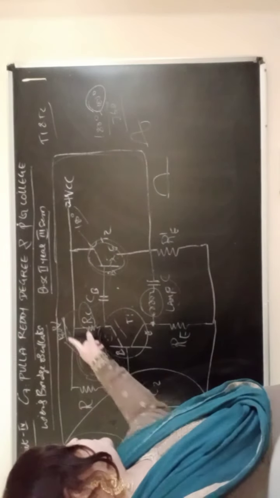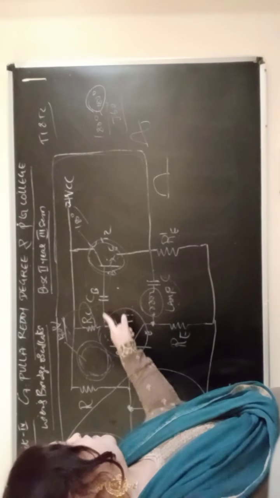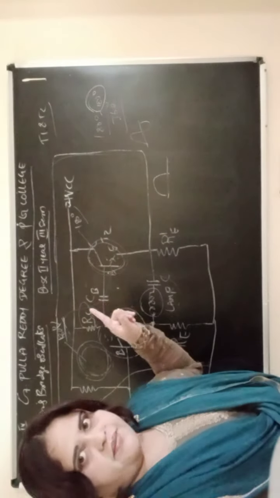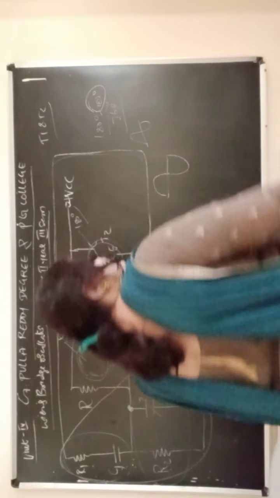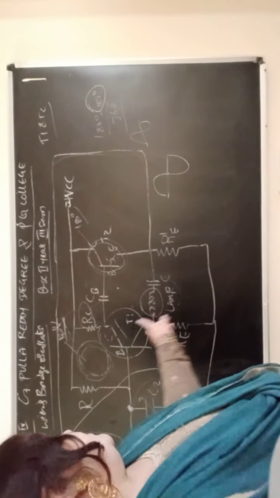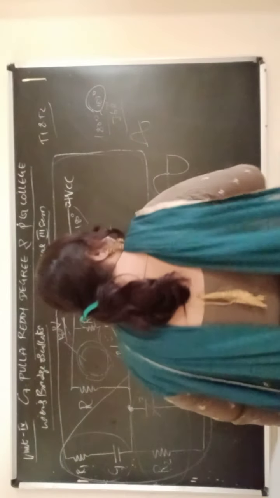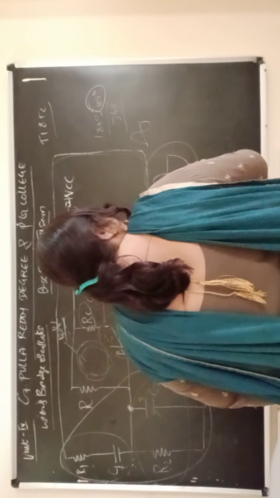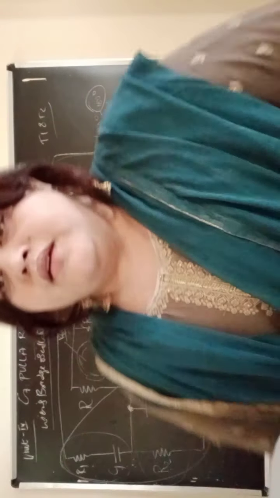So it needs more 180 degrees. Because of this, the output will pass as an input to the second, where it will get more 180 degrees of phase shift. 180 degrees plus 180 degrees. Totally, how much will you get? 360 degrees.